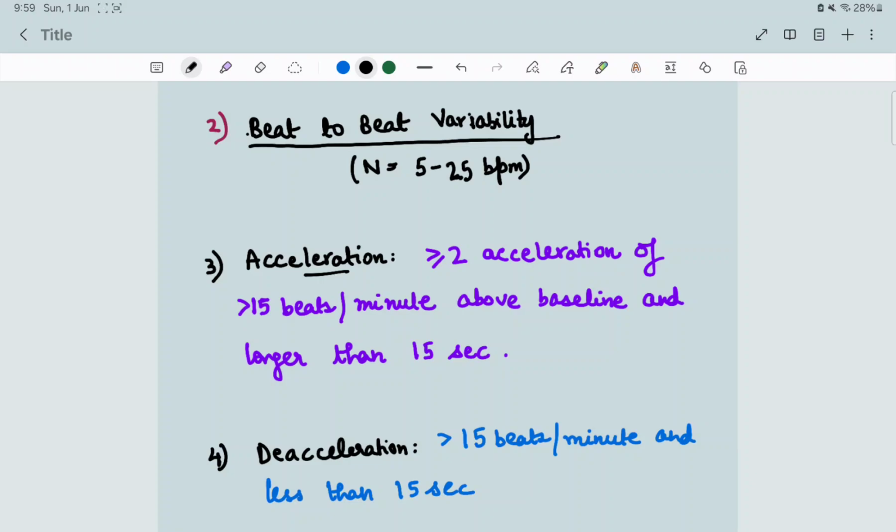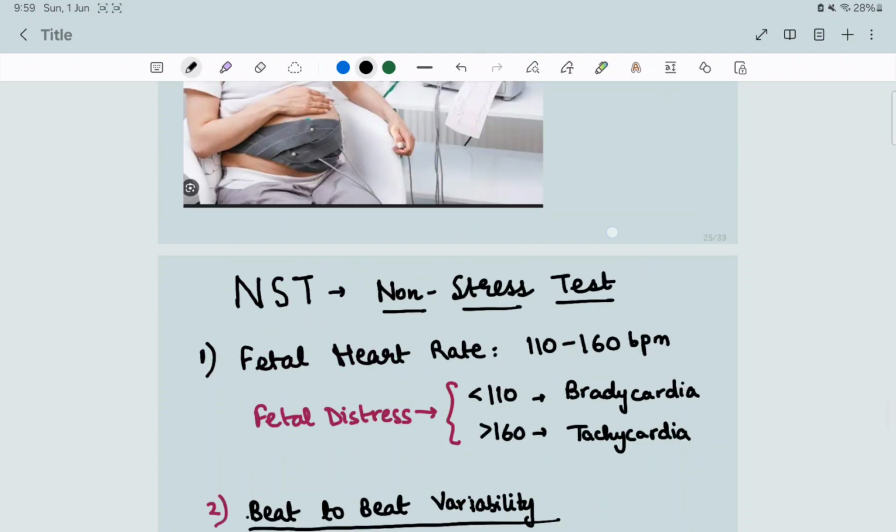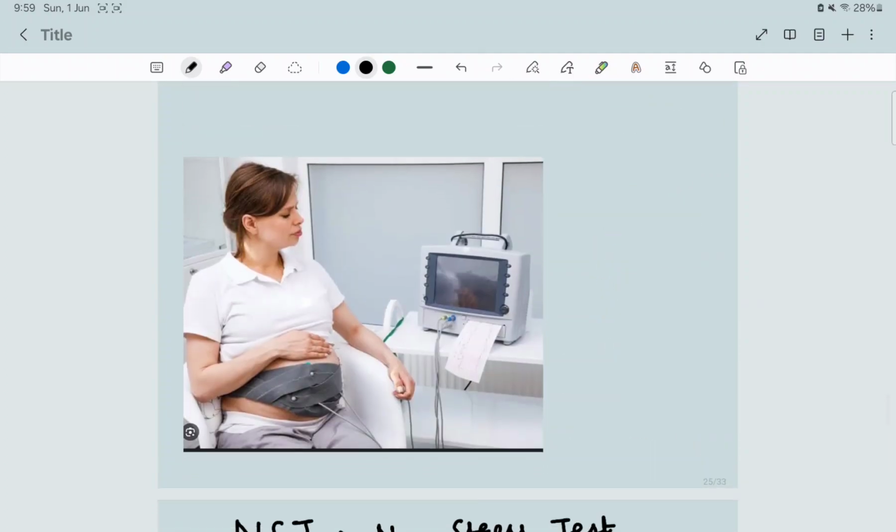So for example, if a patient comes to you with decreased fetal movement count, first you have to do NST, that is non-stress test, for 20 minutes. During this non-stress test, like you can see in this image, we apply one transducer and we give a click like a pen to the female. Whenever she feels a fetal movement, she has to click the pen and an arrow will be made on the NST paper, and this machine is seen in labor rooms.